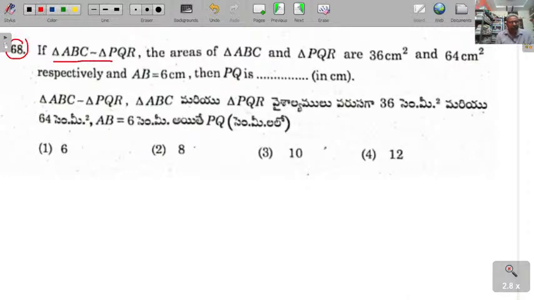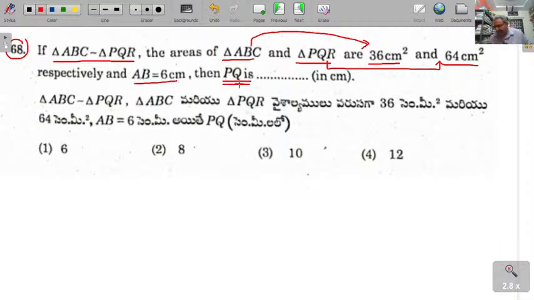If triangle ABC is similar to triangle PQR, this is the given data, and the areas of triangle ABC and triangle PQR are 36 centimeter square and 64 centimeter square respectively. That means area of triangle ABC is equal to 36, area of triangle PQR is equal to 64 centimeters square, and AB is equal to 6 centimeters. Then PQ we need to find out. So what is the relationship between the areas of the two similar triangles and their sides? First we need to write that.